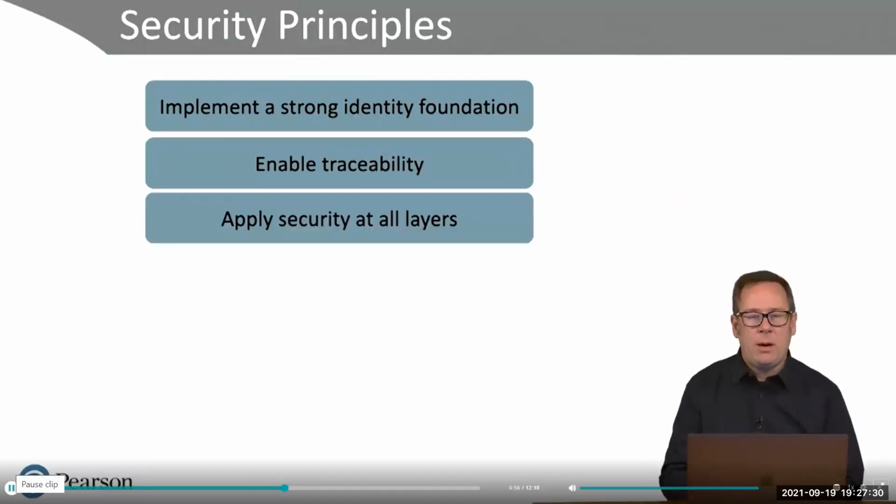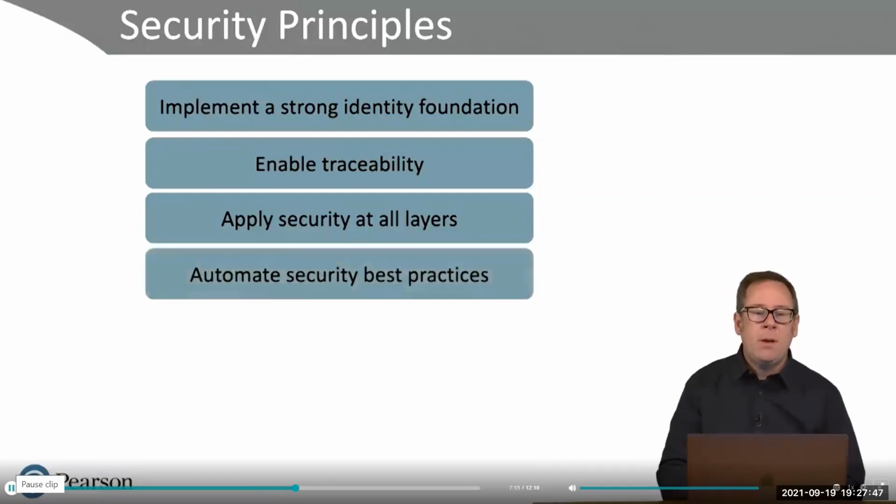Apply security at all layers. It's really easy to understand how network security can work in an AWS context, but that is not the only way to implement security against your resources and intellectual property. Next is to automate security best practices. Another mention of automation. You need to understand the different services and features within AWS that can help you automate.